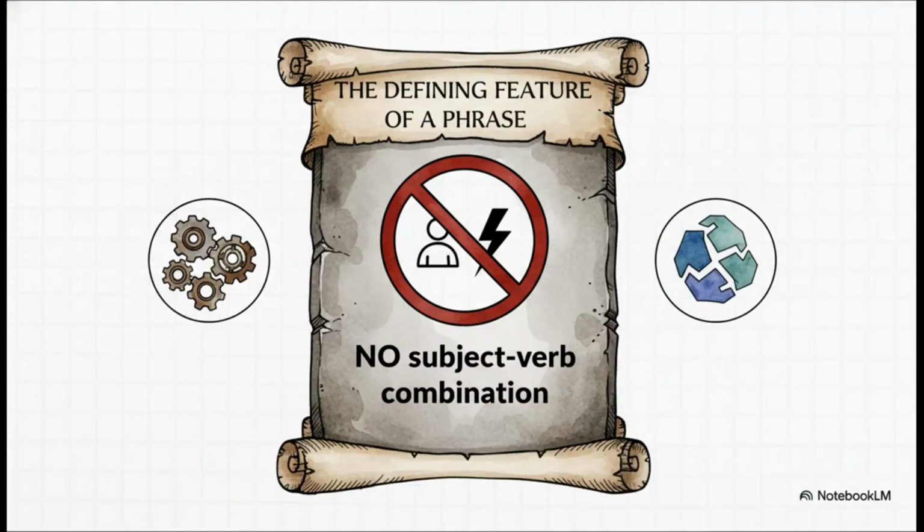So, what's the golden rule here? The one thing you absolutely have to remember to identify a phrase, it's this. A phrase will never have its own subject performing a verb. Nope, never. It can do the job of a noun or an adjective or an adverb, but it's always missing that core subject-verb engine. That is its single most important defining feature. Burn that into your brain.